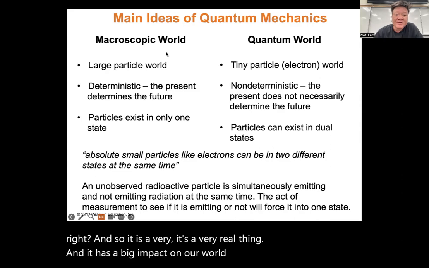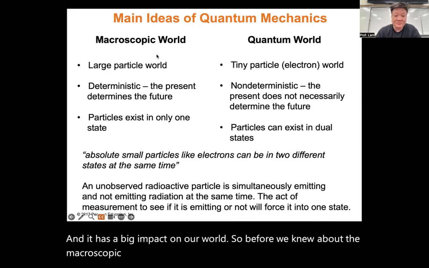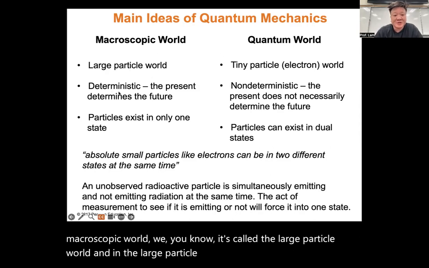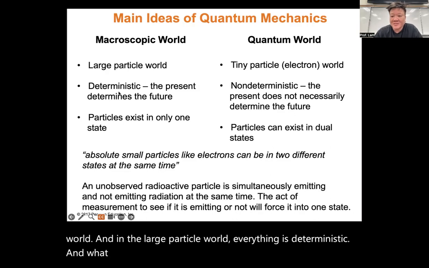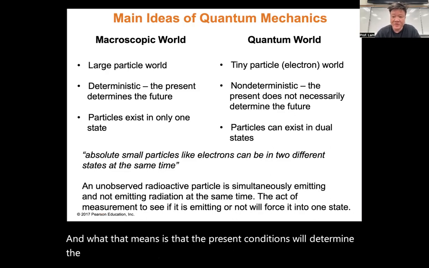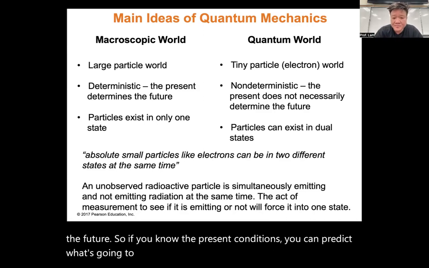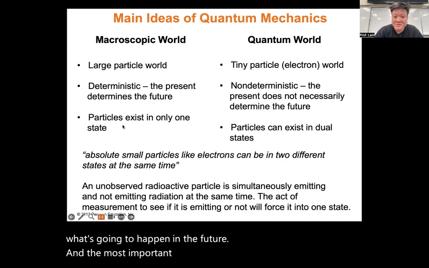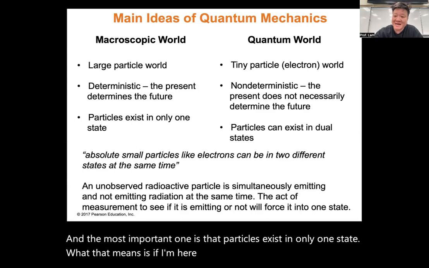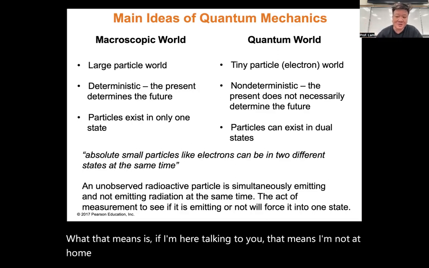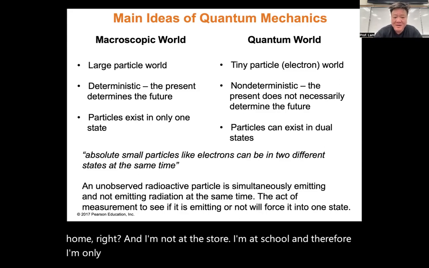The macroscopic world is called the large particle world, and in the large particle world, everything is deterministic. What that means is that the present conditions will determine the future. So if you know the present conditions, you can predict what's going to happen in the future. And the most important one is that particles exist in only one state. What that means is, if I'm here talking to you, that means I'm not at home, and I'm not at the store. I'm at school, and therefore I'm only existing in this one state.